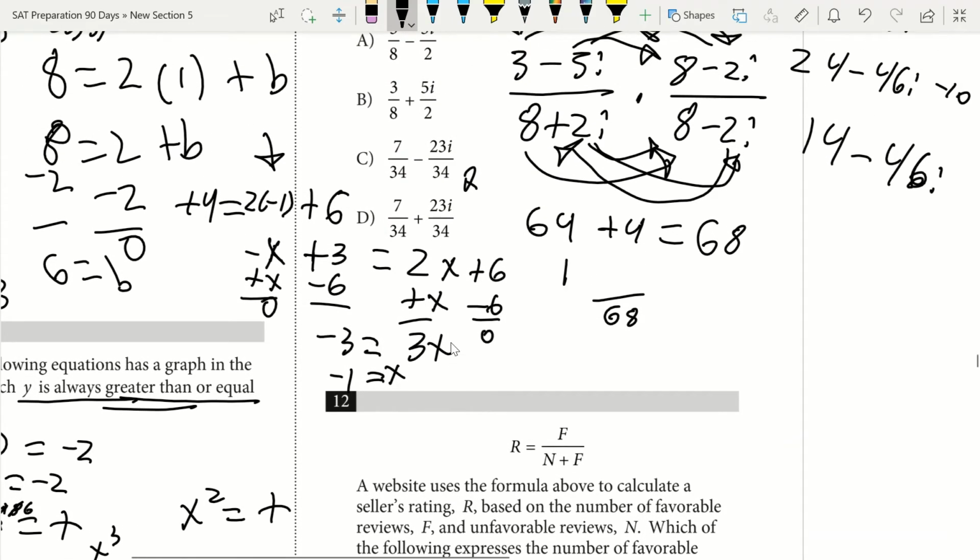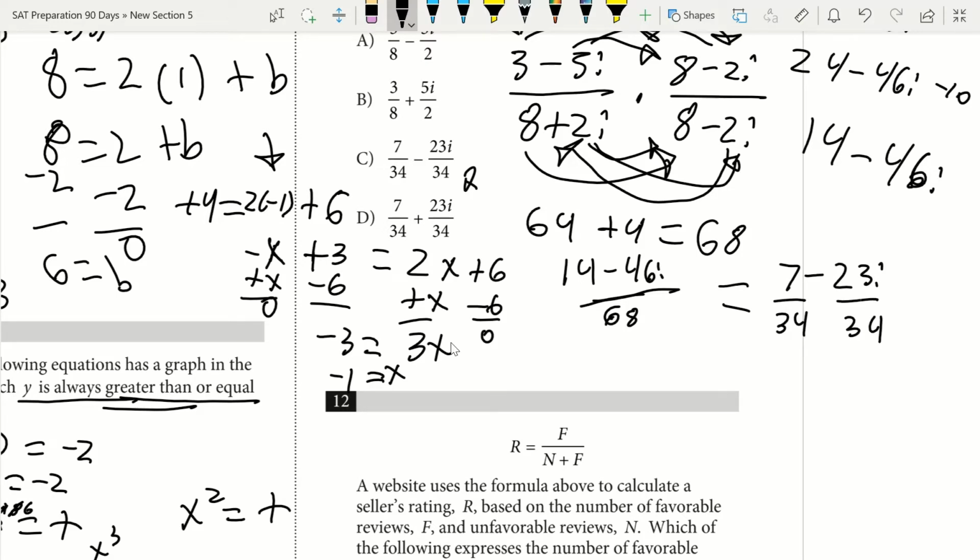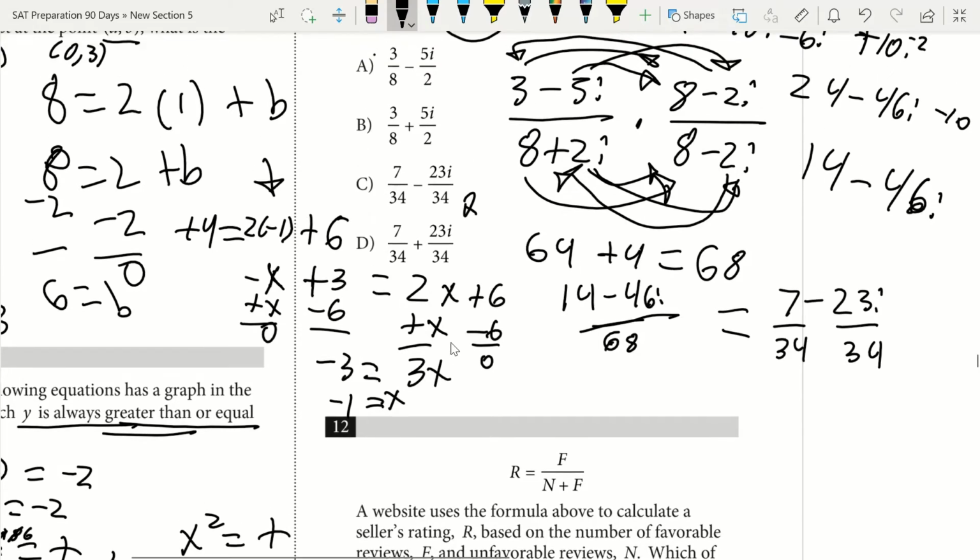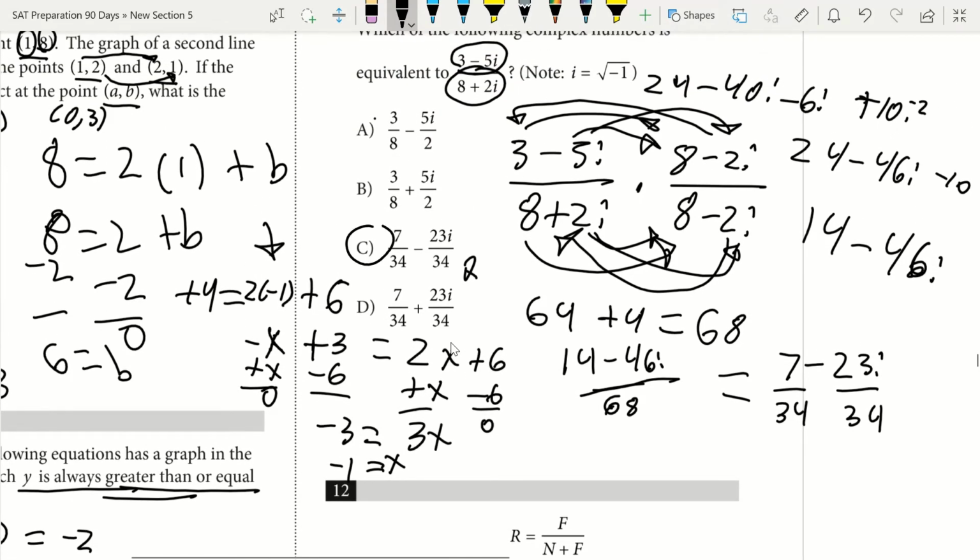So I have 14 minus 46i over 68. What jumps out to me immediately is that everything here is divisible by 2, so I'm going to go ahead and do that, and I'll have 7 minus 23i, and that's all going to be over 34. So I have 7 over 34 minus 23i over 34. So I'll just go ahead and find my answer that has that, and I see that that's answer choice C. So C will be my answer for number 11.